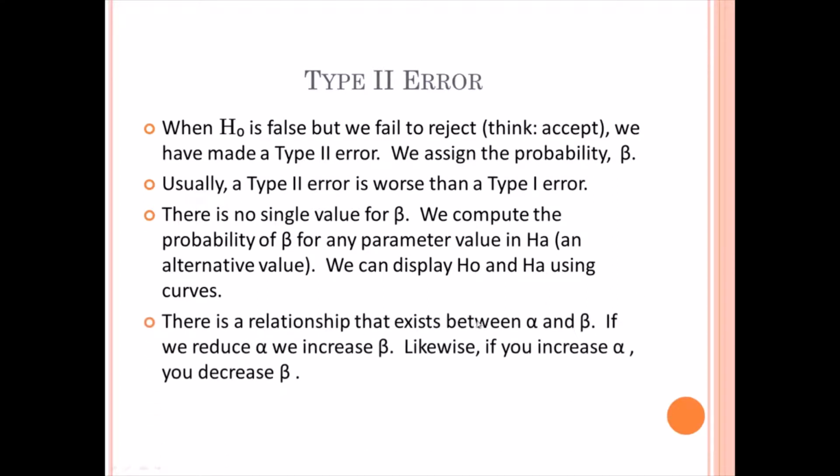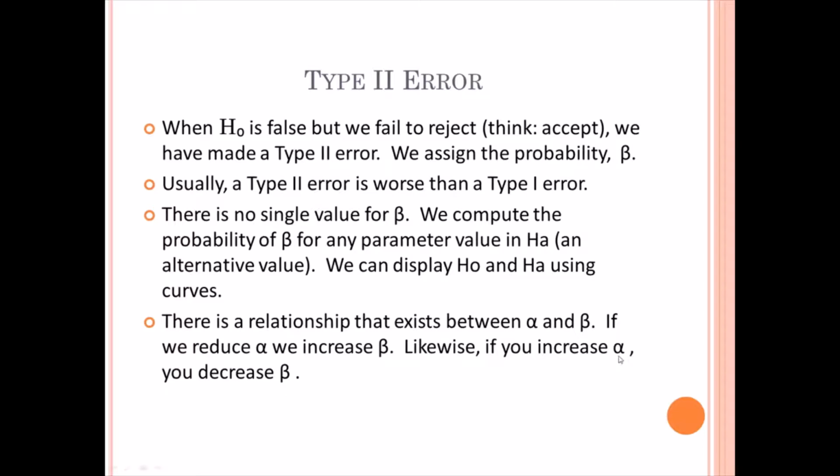Now, this is important. There is a relationship that exists between alpha and beta. If you reduce alpha, right, if you decide a type 1 error at 0.05, 1 out of 20, is a little bit high, and you start going for an alpha of 0.01, which is just one sample out of 100, right? Well, that sounds great. You lessen the probability of rejecting H0 when it's true. But what happens is you increase the probability of a type 2 error. So there's a balance that you have to run. Likewise, if you choose to increase alpha, you will decrease beta.